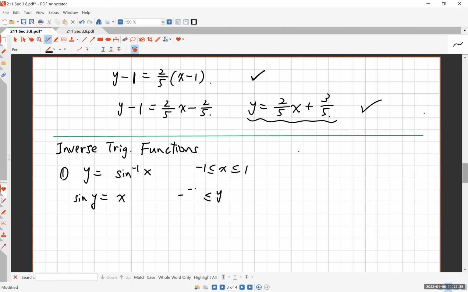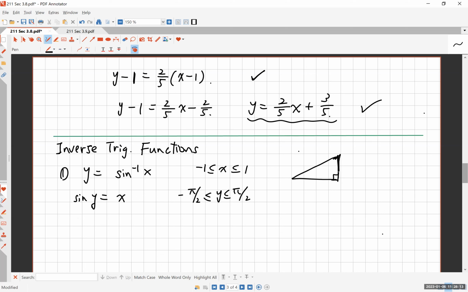So by convention, so that the sine function becomes 1-to-1, y has to be between -π/2 and π/2. Think of it in this way: y is the angle for which the sine is x. Okay? Y is the angle for which the sine of the angle is x, and that angle has to be between -π/2 and +π/2.